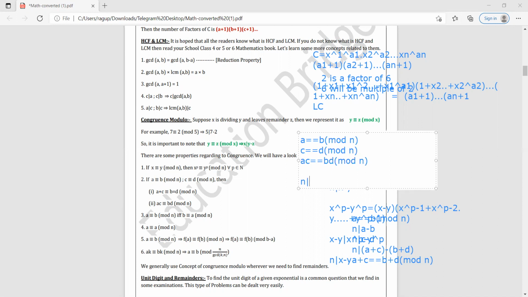So as n divides A minus B and n divides C minus D, n divides (A minus B) into (C minus D), because the multiple will also be divisible by n, because they both are divisible by n. So n divides AC minus BD.